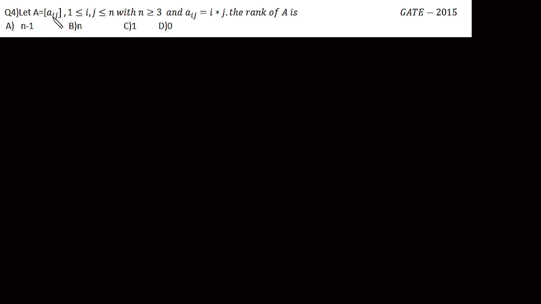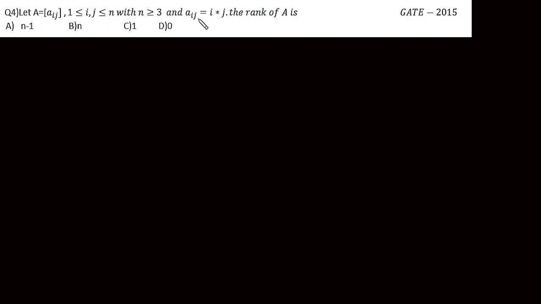Question 4 says, we have given a matrix A in the form of Aij, where i and j represent the index of the corresponding element in the matrix. So here the condition is given that i must be greater than or equal to 1 and j must be less than or equal to n. And the other condition is that n must be greater than or equal to 3. Okay, so we have at least a 3 order matrix, and they are saying the value of the element for a particular index ij is simply the multiplication of its index.